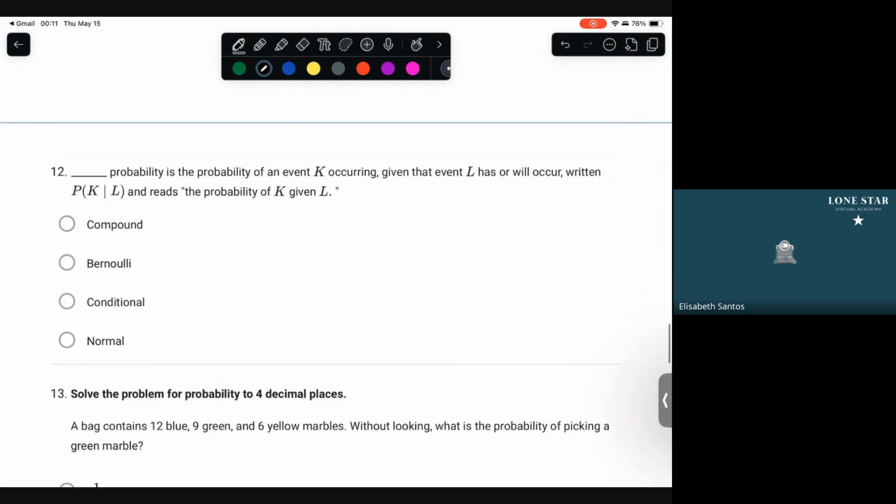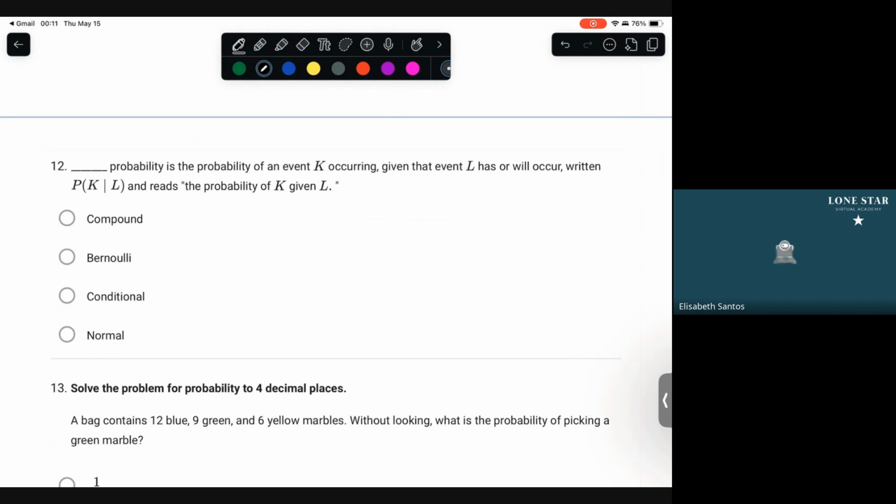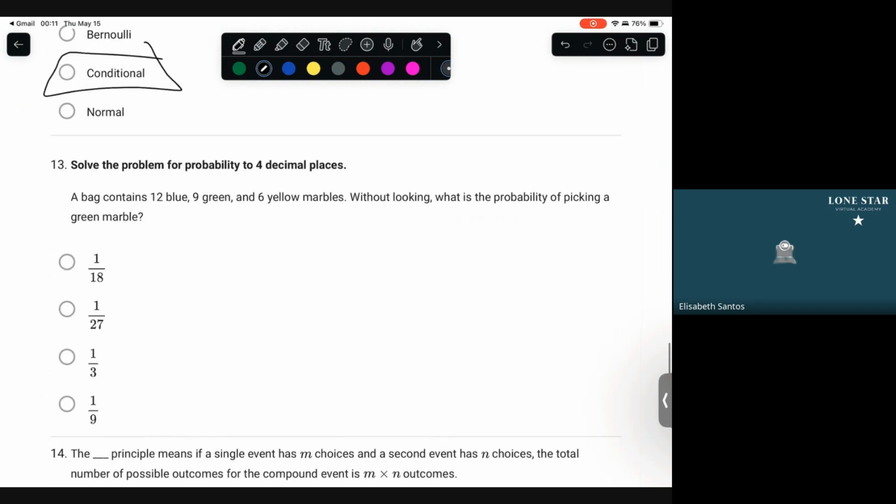Okay, so number 12, blank probability is the probability of an event K occurring given that event L has or will occur. Written, the probability of K given L. And that is a conditional probability.